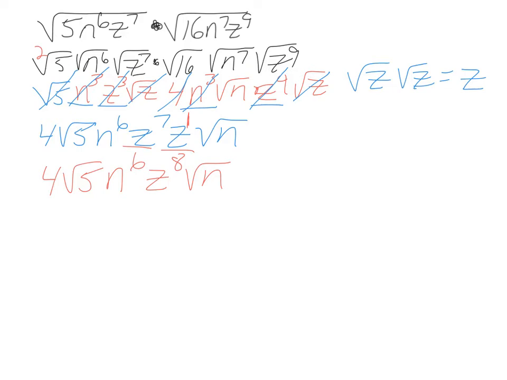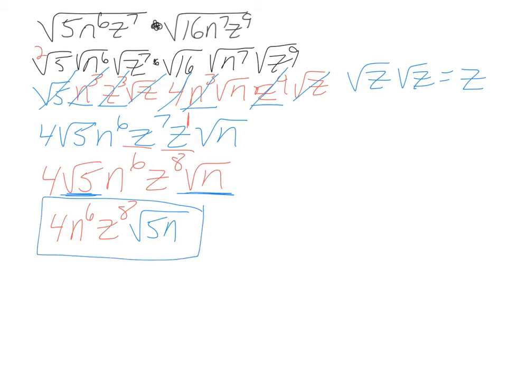And clean it up one more time. I like to show all the steps so you can see exactly what I'm doing on here instead of jumping some steps and not understanding what I'm doing. So I have 4 n to the 6th, z to the 8th, and I can put the 2 terms that are underneath radicals back together, square root of 5n. So then there would be my final answer.